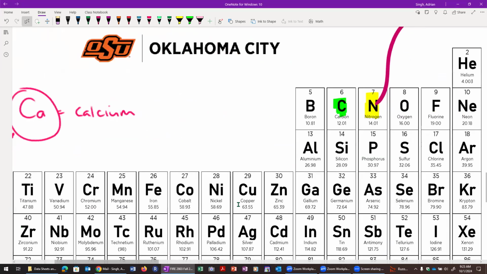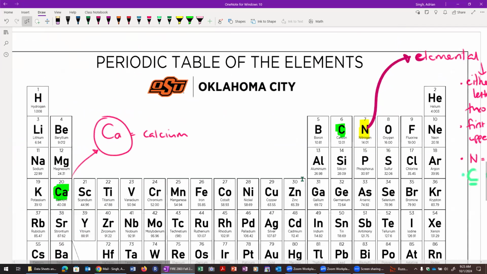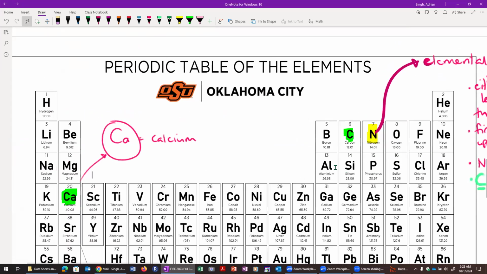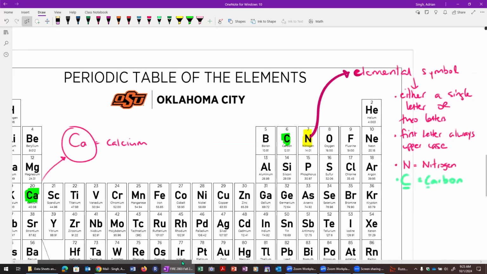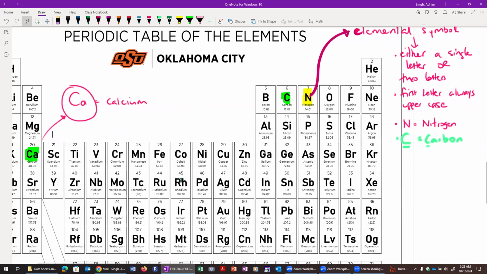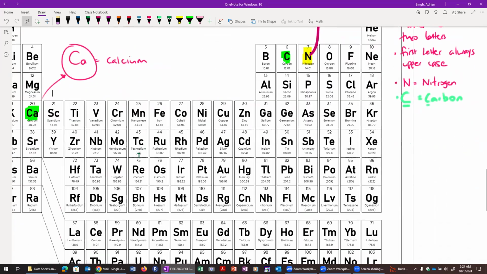So that's the first thing to keep in mind with the elements, the symbols that are used: either 1 or 2 letter symbols. First letter is always uppercase. If there is a second letter, always lowercase. Usually the symbols correspond to the first couple letters of the name of the element. In some cases, they don't seem to make a whole lot of sense.